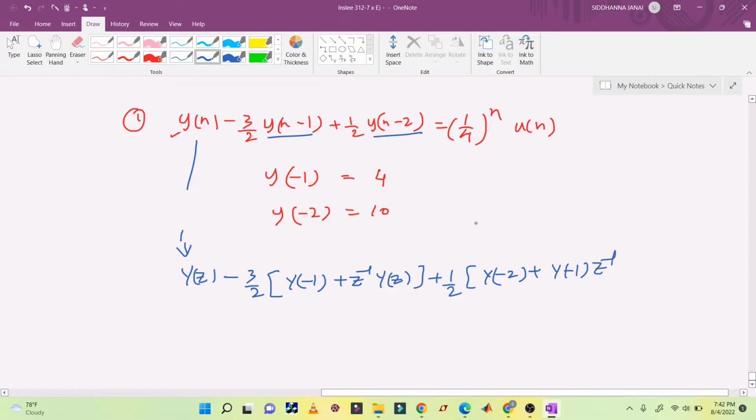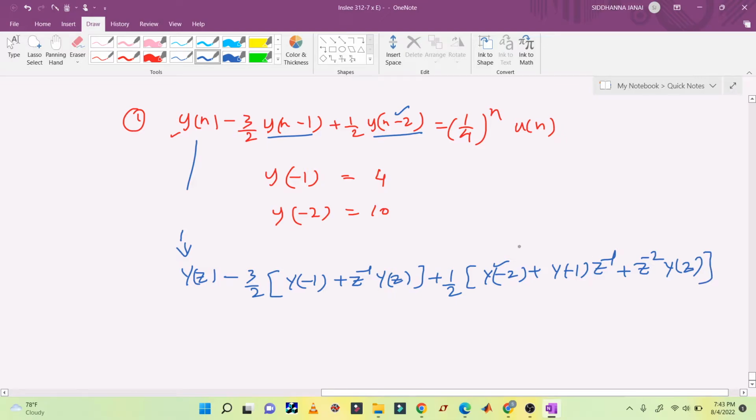Carefully observe this. When this comes, y of minus 2 is a constant. You are not multiplying anything here. It is z to the power 0 multiplication. Then z to the power minus 1, then z to the power minus 2, z to the power minus 2 Y of z.